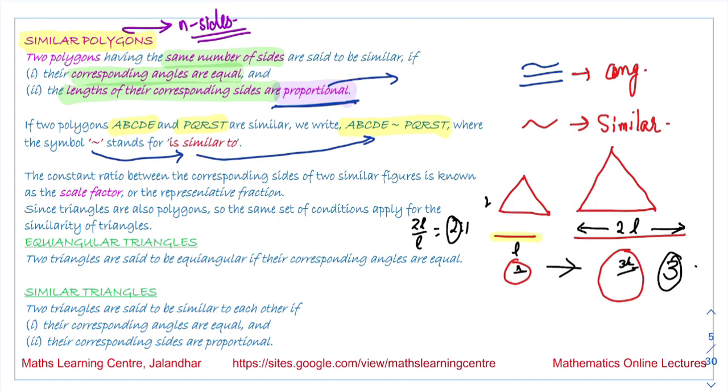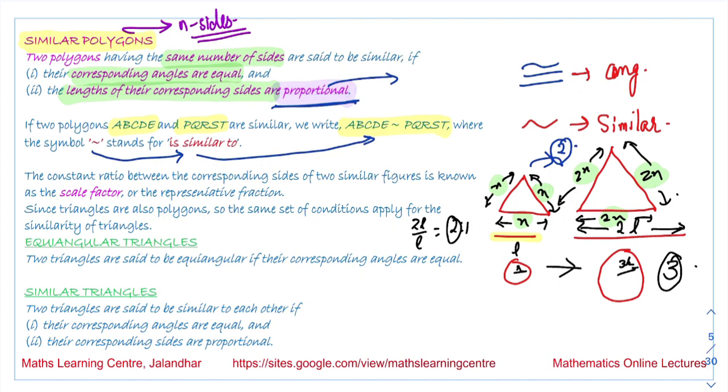If the sides of this triangle are X, X and X, and the sides of this triangle are 2X, 2X and 2X, then the scale factor here is 2. So the constant ratio between the corresponding sides of two similar figures is known as the scale factor.